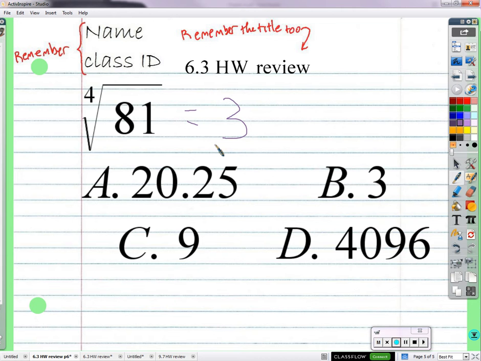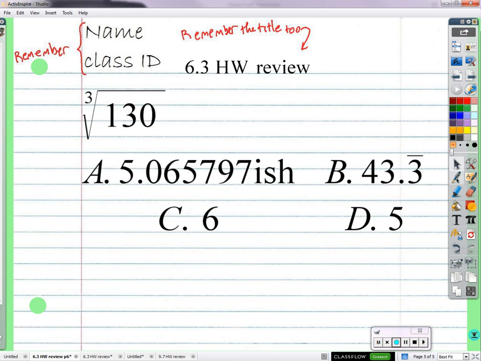Okay, this next one. Not exactly any number. Ish. So it is A. It's 5.065797-ish. It's A-ish because it's never going to stop. It's never going to even have a repeating pattern. That's the way these square roots and cube roots of numbers that don't work out exactly, the decimals just go on forever. They don't even have a repeating pattern. What they call irrational numbers.